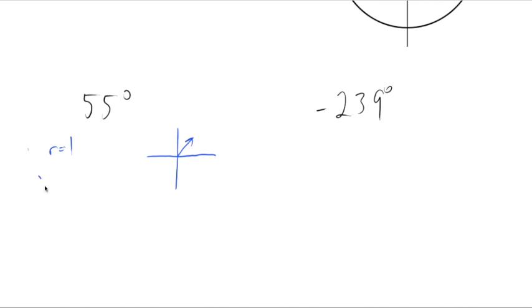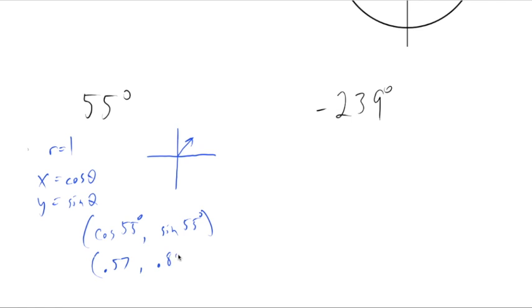So we already said that x equals the cosine of that angle and y is going to equal the sine of that angle. So we're simply going to do the cosine of 55 degrees and the sine of 55 degrees to find our xy coordinate. So we can just plug that into our calculator. Cosine of 55 gives me 0.57, and the sine of 55 degrees gives me 0.82. So both of them are positive, so that means I should be in the first quadrant.